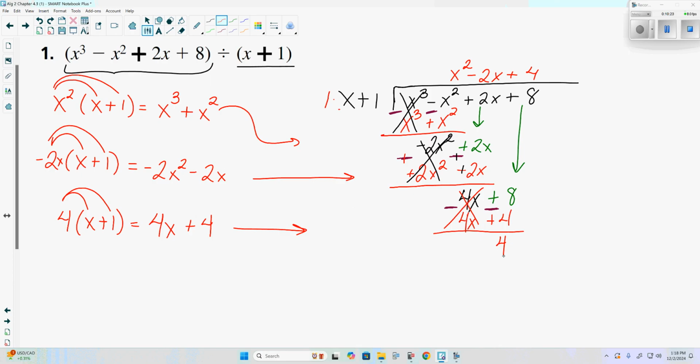Wait, is there a next term? Now, when you did long division with numbers, we would put a decimal and then add zeros and keep going. Here, we can't do this. This is as far as it goes. And what this tells us is that the 4 is the remainder. And what we do with the remainder is we do add it back in. So we do plus and we put a fraction.